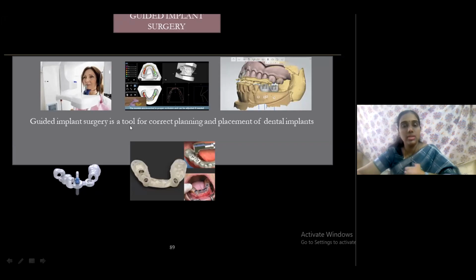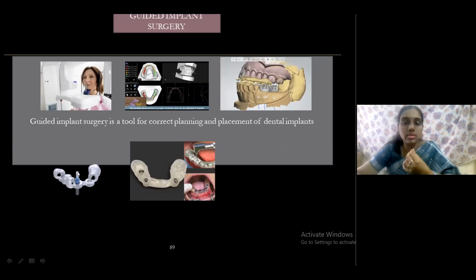It is not that only CBCT is needed for this 3D implant guided surgery. Of course, after CBCT you need a specific software and a 3D printing machine to prepare the stent, that is known as the surgical stent, which will help you or guide you in your implant surgery.